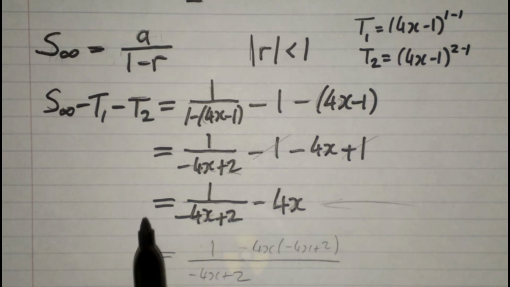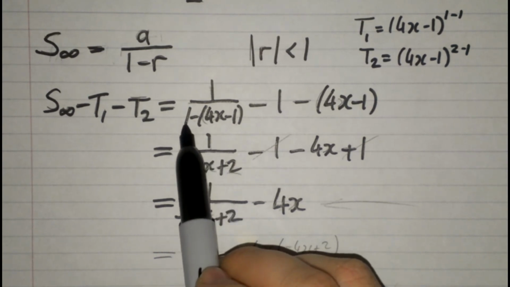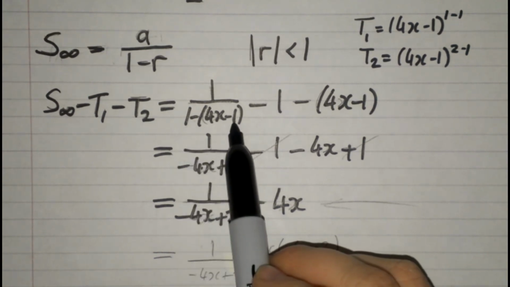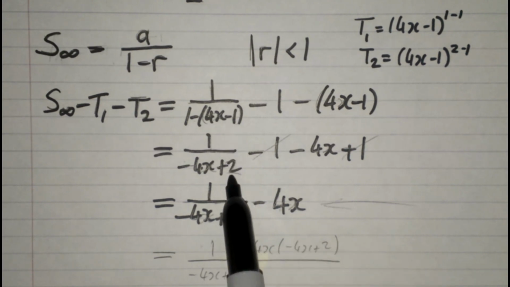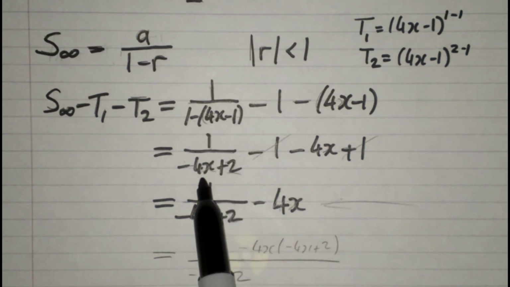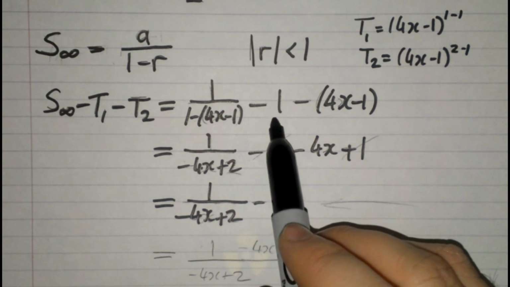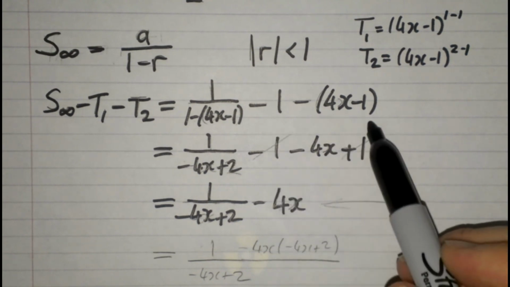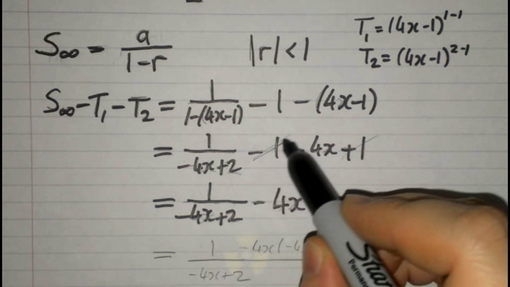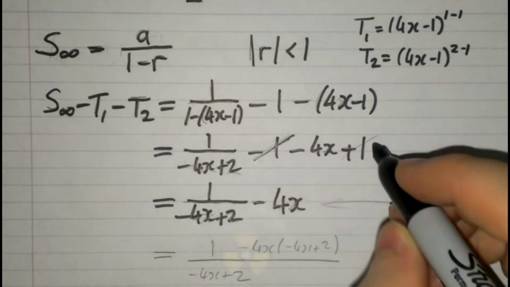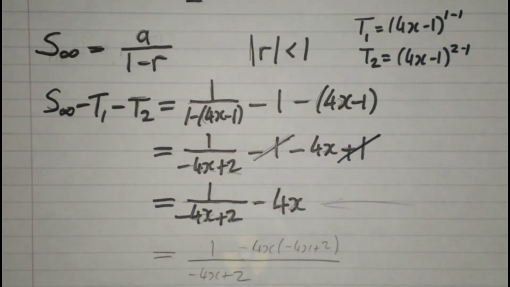So I put in my minus 1 and my minus 4x minus 1 here. I do a bit of a cleanup. This plus 1 here, and this is going to be a plus 1, so I'm going to get a plus 2, and I've still got the minus 4x. This is going to be minus 1, this is going to be minus 4x, and this is going to be plus 1. So that minus 1 and that plus 1 are going to cancel each other. So all I have is 1 over minus 4x plus 2 minus 4x. And you can probably stop there.